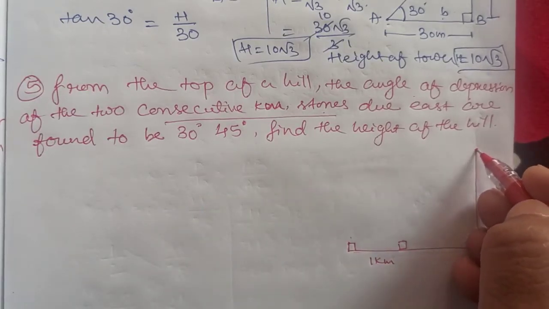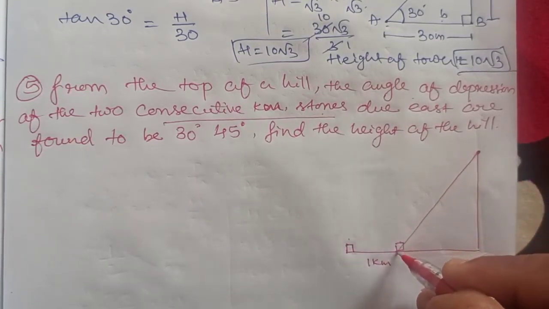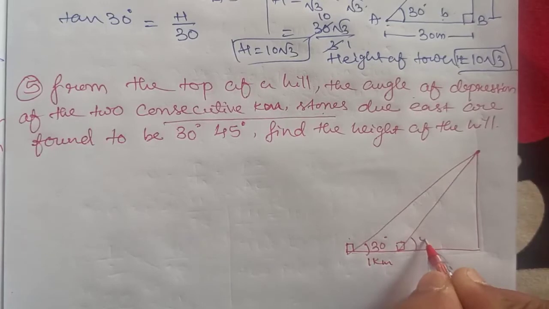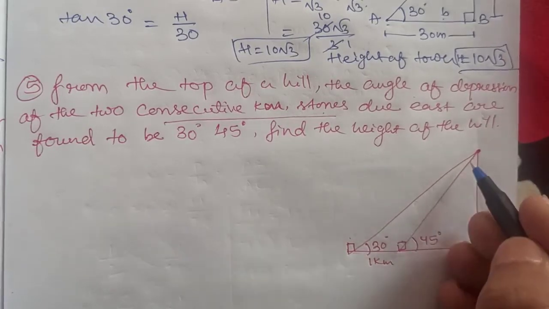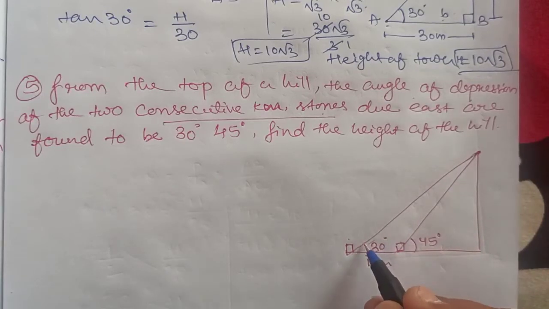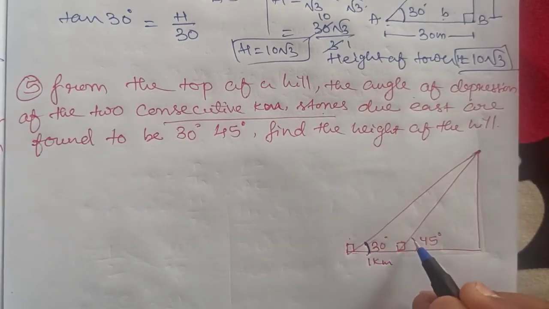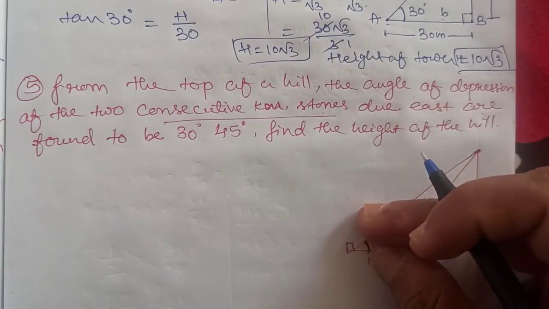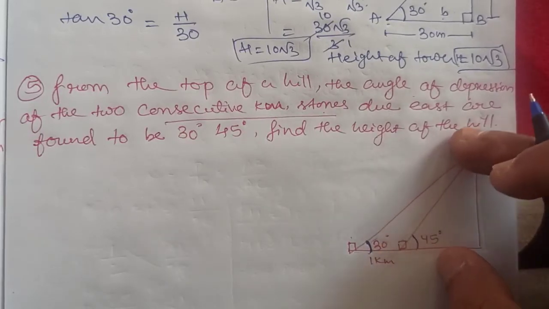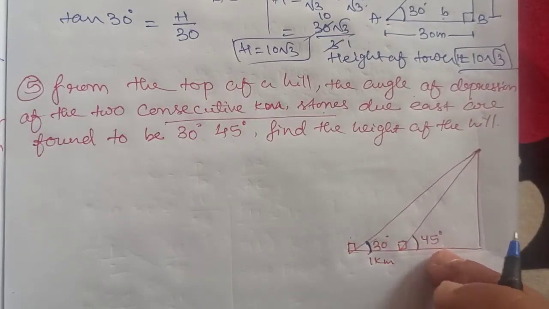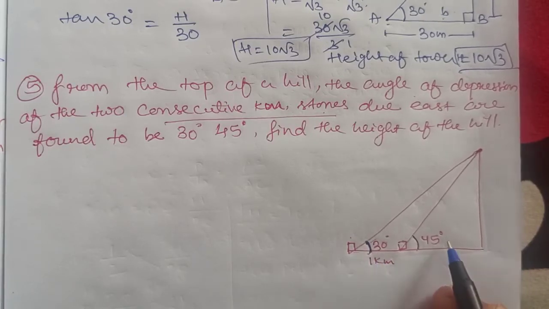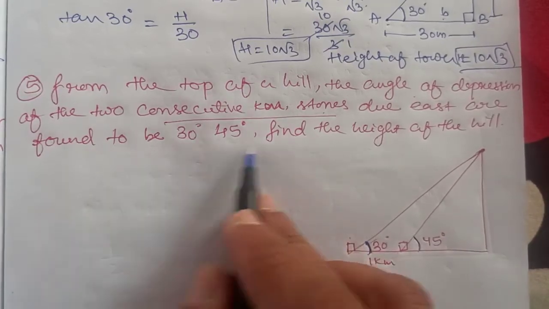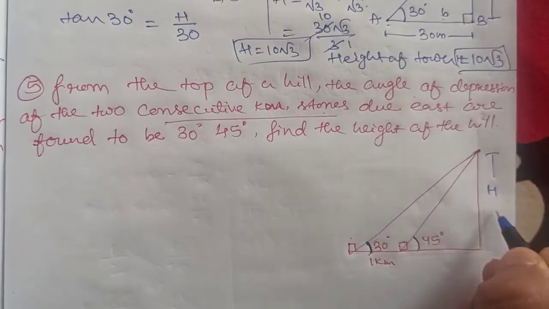So the person who is observing the stones sees them at angles of 30 degree and 45 degree. Remember, whichever arc is opened less will be the smaller degree, and whichever arc is opened more will be the bigger, 45 degree. See, this is less, so 30 degree. This is more, it is open, so this angle will be 45. The far angle will be less, the nearby angle will be more. Understood? In that way you observe it. Find the height of the hill.